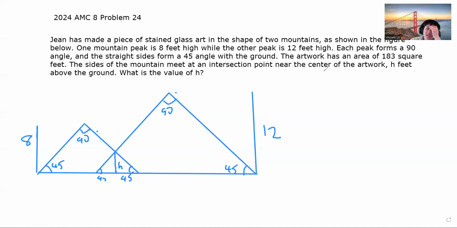The artwork has an area of 180 square feet. The sides of the mountain meet at an intersection point near the center of the artwork, h feet above the ground. What is the value of h?